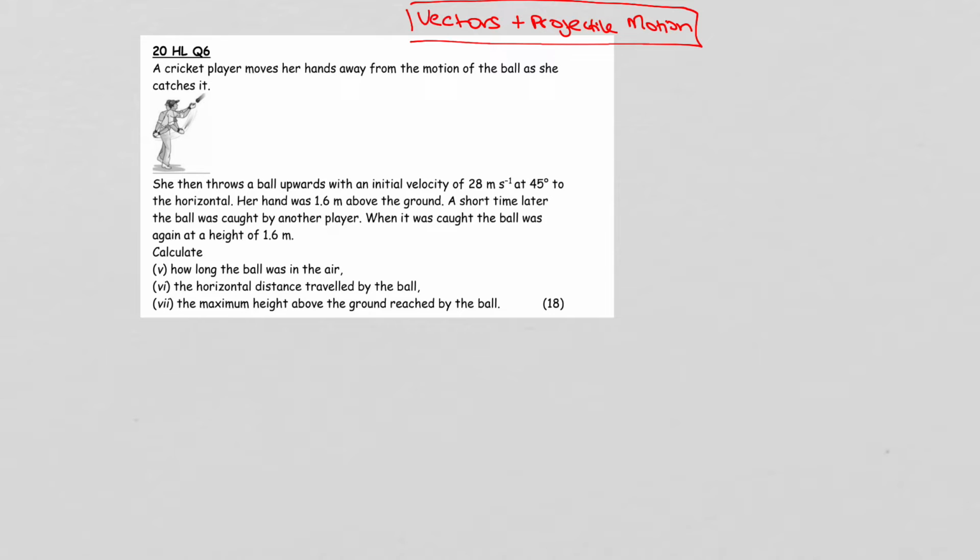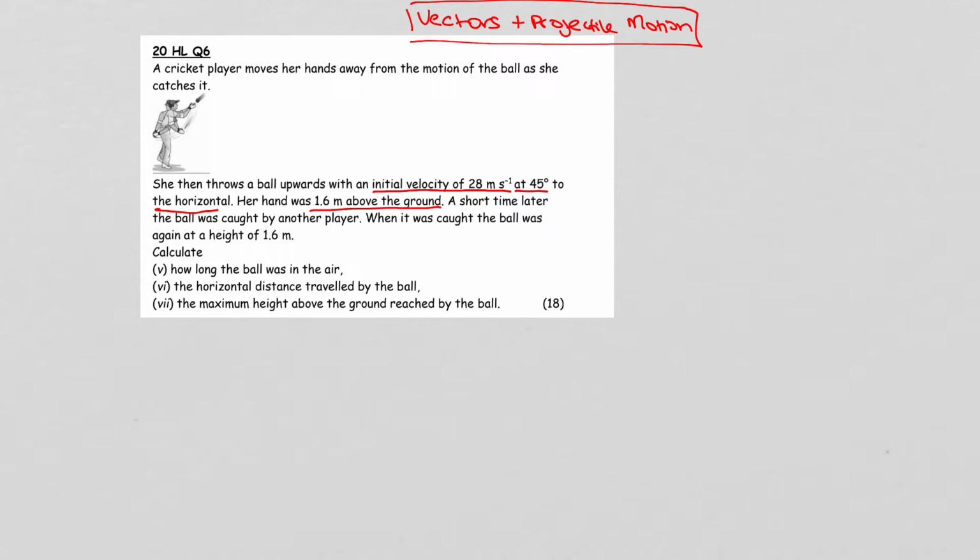Vectors and projectile motion. So in 2020, in the higher level question, we had a cricket player moving her hand away from the motion of the ball as she catches it. We're told she then throws the ball upwards with an initial velocity of 28 metres per second at an angle of 45 degrees to the horizontal, and her hand was 1.6 metres above the ground.